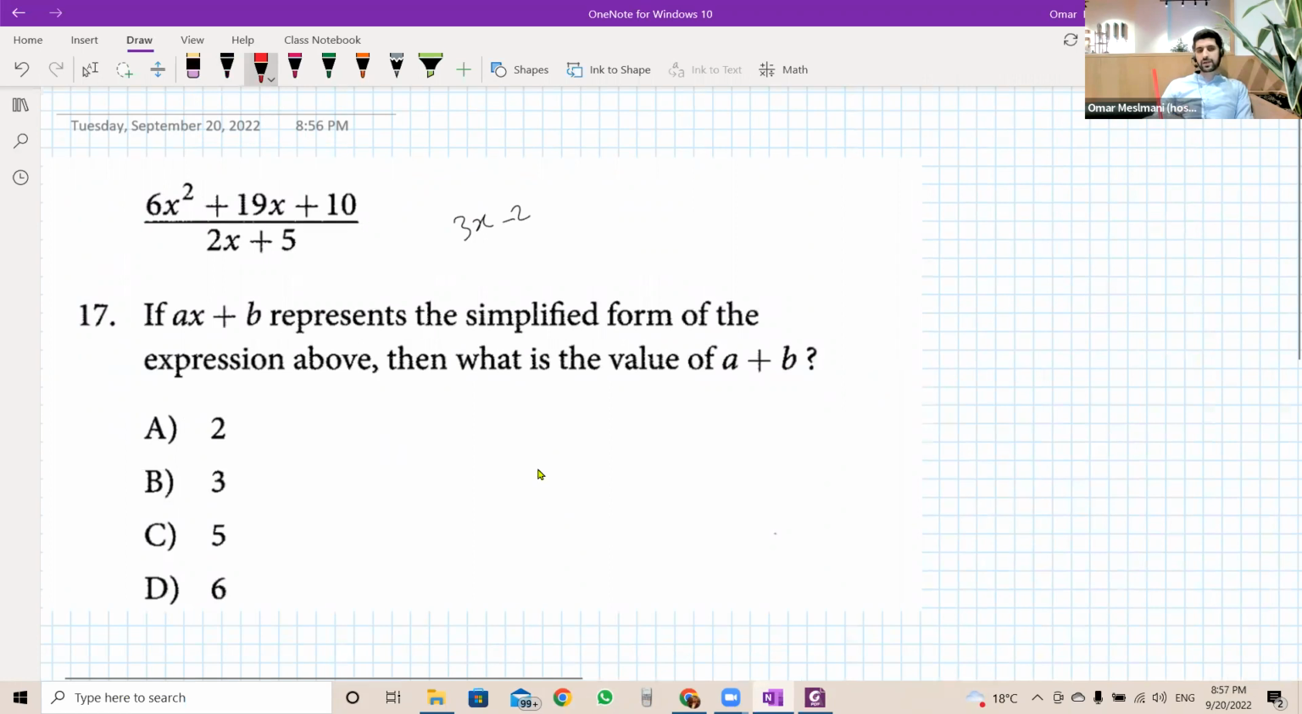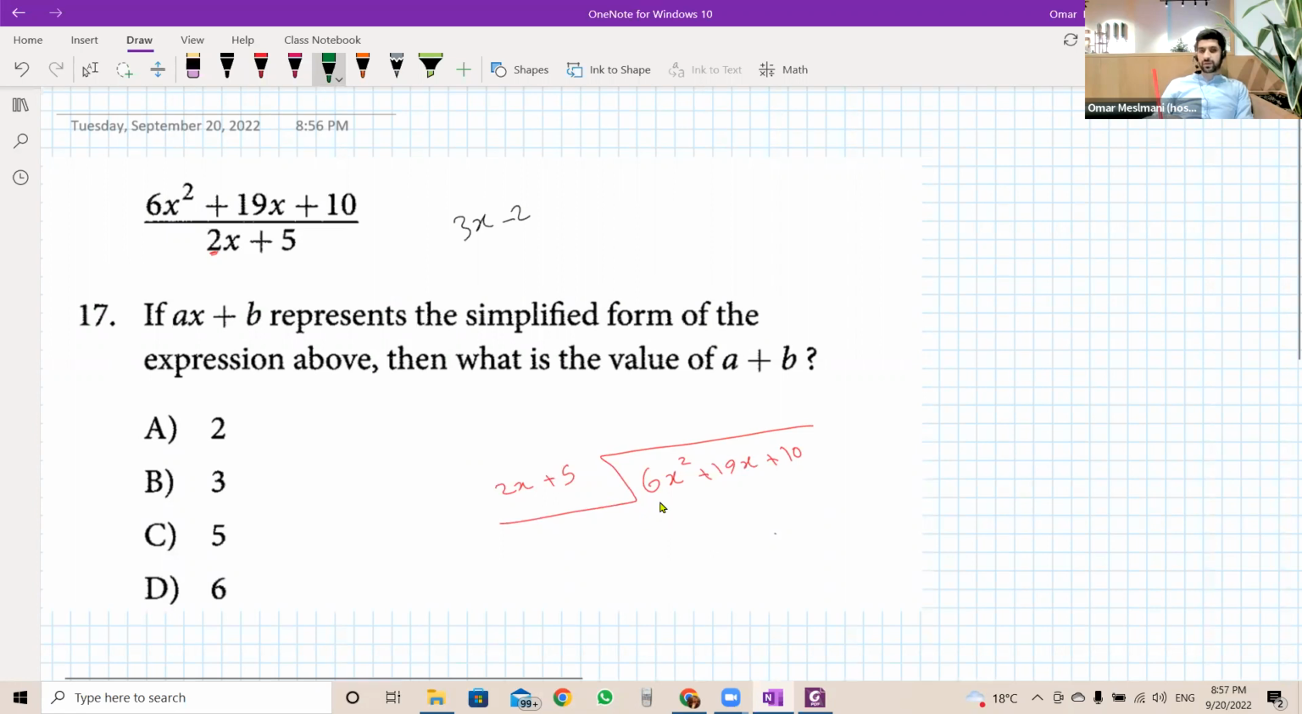First of all, can I use synthetic division? No, I cannot. Why? Because I have a coefficient and that's going to be a problem if I use it. So I'm going to use long division: 6x squared plus 19x plus 10 divided by 2x plus 5. How does the long division go? The long division is this.